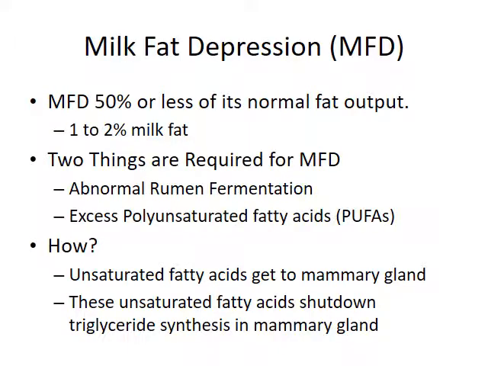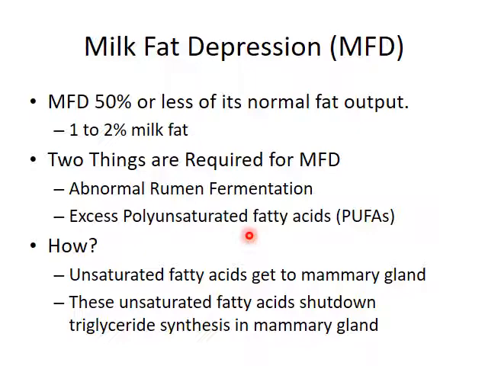Milk fat depression. It's a metabolic disorder in cows where the cow puts out 50% or more drop, or greater drop, in milk fat. So we're looking at a Holstein at 1-2%. We identify that animal as milk fat depressed. Two things are required for milk fat depression: an abnormal rumen fermentation, so usually we think about acidosis, subclinical acidosis, and an excess of polyunsaturated fatty acids, so PUFAs.